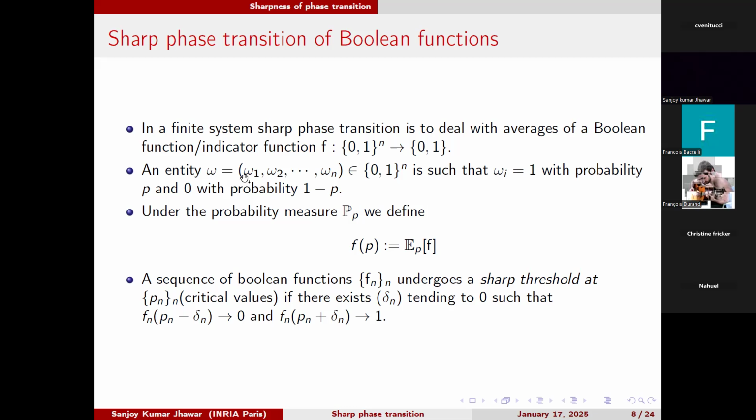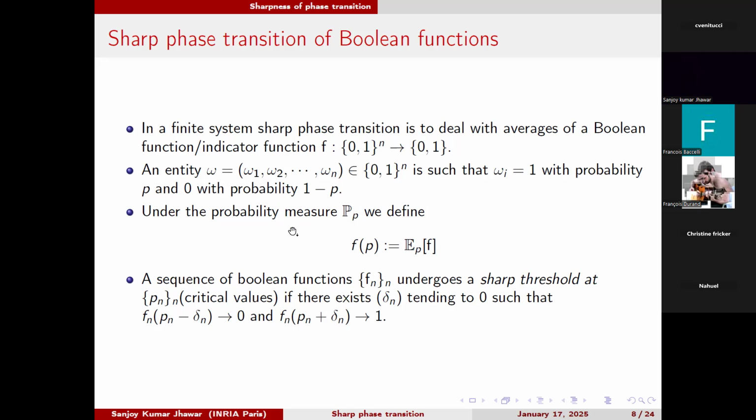Okay. So on this space {0,1}^n, you take an argument omega, and you can define a specific order on this set, a partial order, let's say, and then define the specific vector on this space. Each component of this vector is either 0 or 1 with probability p and 1 minus p, or the other way around. That is, ω_i is 1 with probability p and ω_i is 0 with probability 1 minus p.